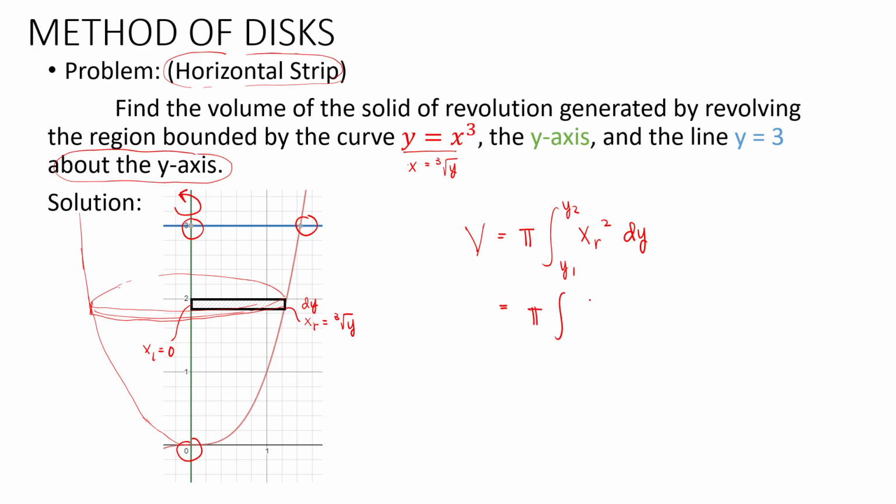So this will be cube root of y squared dy, from 0 to 3. If you're going to use your calculator at this point, it might take a while to get the answer because you are dealing with a radical expression. That's cube root, and then you square the cube root. So probably it will take some time for the answer to appear.